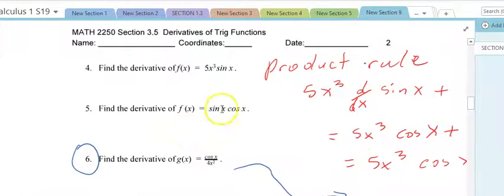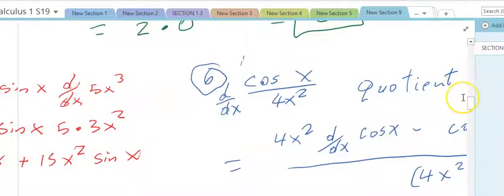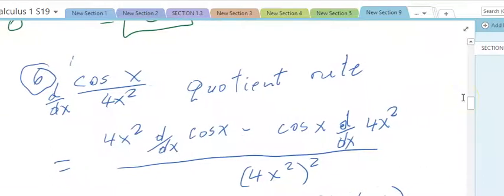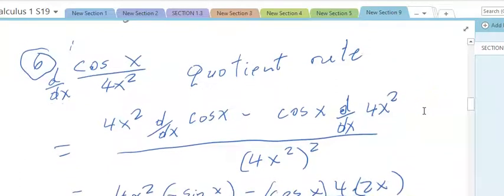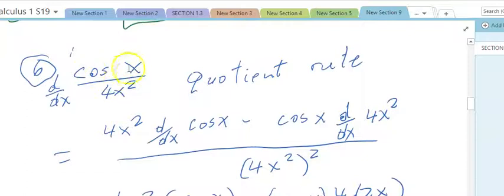Let's look at another problem real quick. Let's look at number 6. We were trying to find the derivative of cosine of x over 4x squared. Use the quotient rule. Sometimes when you have quotients, you can rearrange them and use the product rule, and that's fine, but let's use the quotient rule right here. That would be low times the derivative of the high, that's 4x squared times the derivative of cosine of x, minus high d low, that's cosine of x times the derivative of 4x squared, all over 4x squared, all squared.